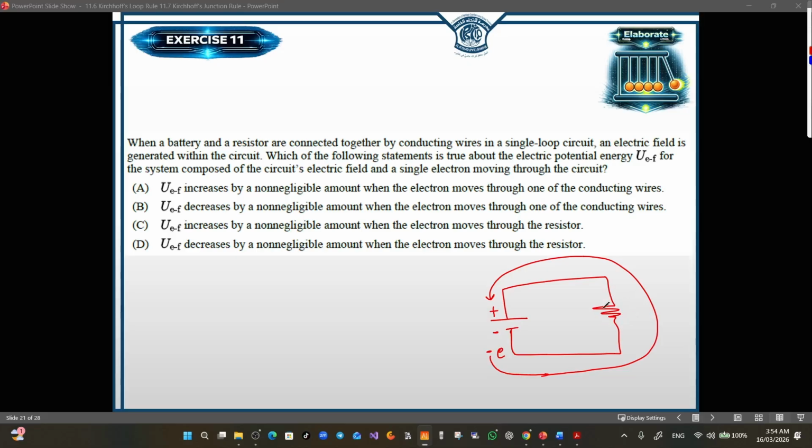And this is because of the resistor, because we know that delta U is equal to Q times delta V. Across the wires, there is no change in the electric potential difference. So across the conducting wire, it cannot be A and B. There is no increasing or decreasing in the electrical energy. Since we are dealing here with an electron, then Q becomes minus e delta V. The minus sign means that the electric potential energy will decrease, and the correct answer will be D.